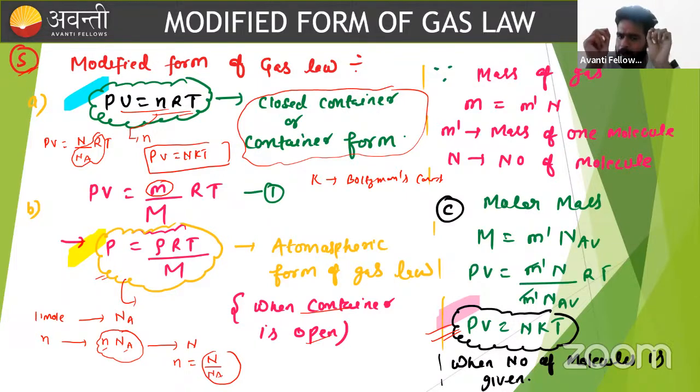When we have to apply this formula, beta? When the number of molecules of gas is given directly, then we can use PV equal to NkT. I hope this is clear.